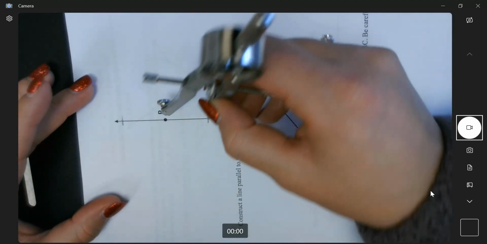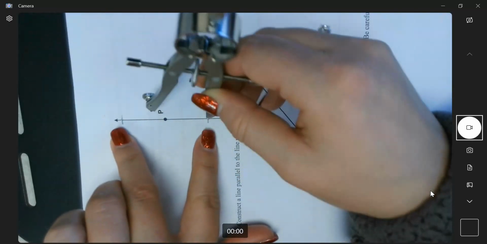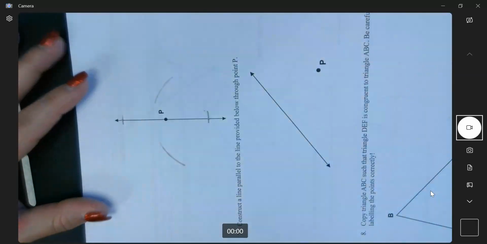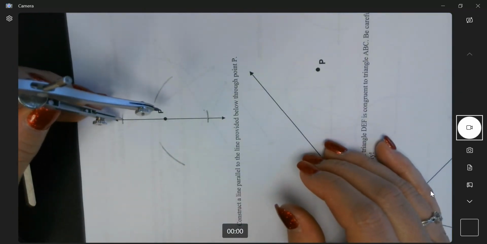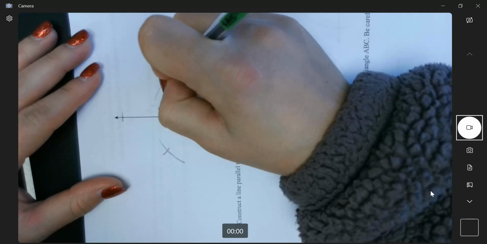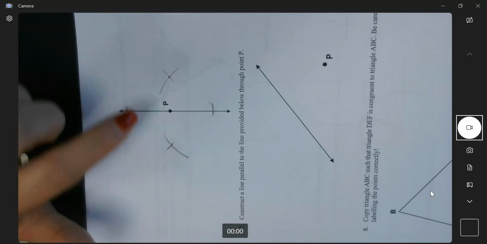Now I'm going to take the point of my compass, place it on one of those points we just made, and stretch the compass to be a little more than halfway through these 2 points that we made here. I'm going to make an arc above and one below, and then do the same thing from that other point. Place the point of your compass there, and then make an arc above and below. Then we're going to make these 2 points a little more pronounced.